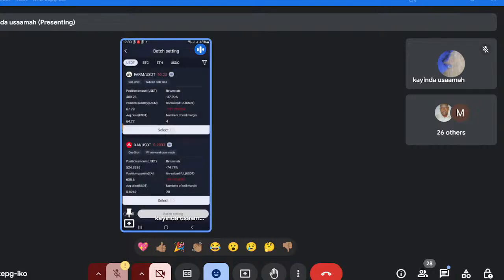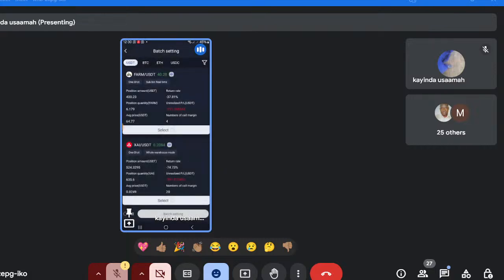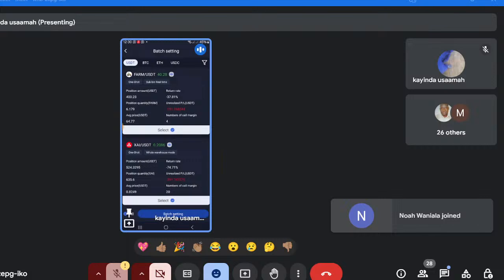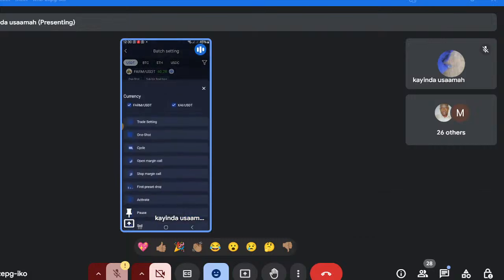I'm going to teach you some of them. First of all, when you tap it, it is a batch setting. What is a batch setting? For example, I might want all my trades to change settings at once. So what I do is come and tap all here. Now, these are my running trades. Then I tap batch setting.